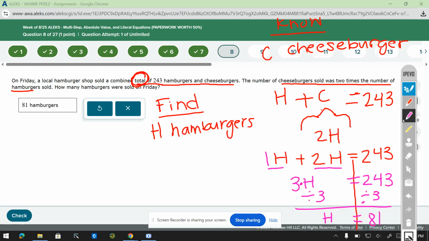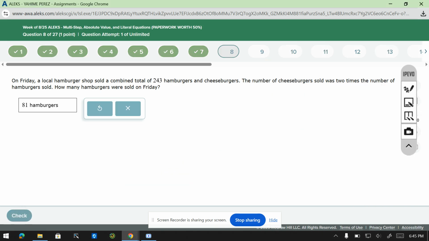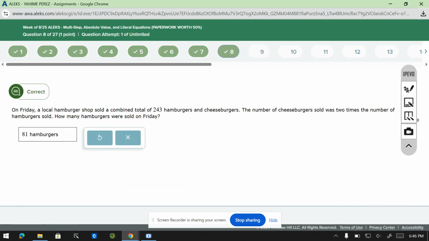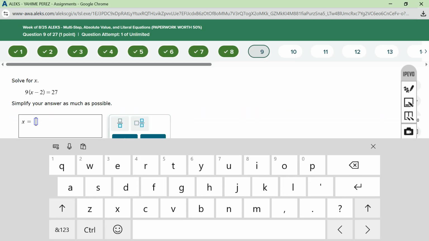And if I wanted to, bonus, if I wanted to find out how many cheeseburgers there were, well, they said cheeseburgers is 2 times hamburgers. So cheeseburgers is 2 times 81, which would be 162. Just a bonus for you. I think we're going to stop there with the word problems.